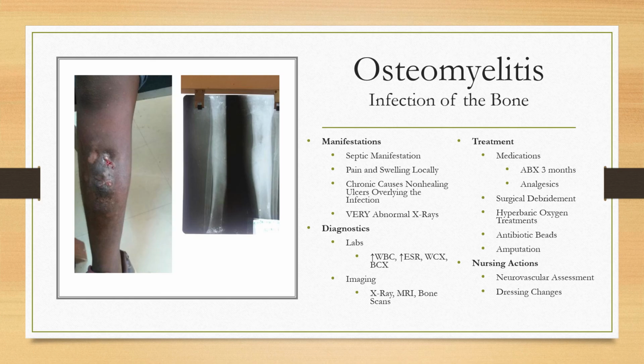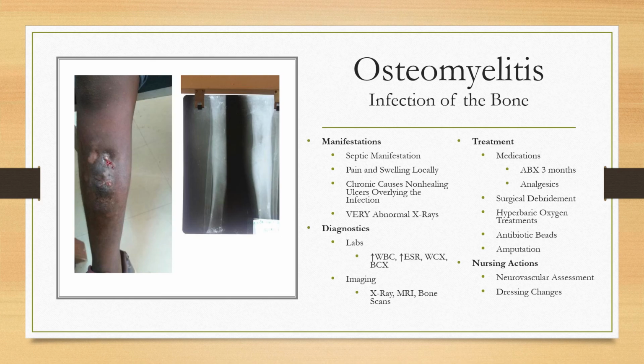Now, we can also take wound cultures, so we can swab that wound that we're seeing in this image and send it off for a culture to see what's growing. We can also take blood cultures to see if there's any bacteria growing within the bloodstream. As I mentioned, for imaging, typically it takes weeks for changes to occur on an x-ray. MRI would definitely show it, and a bone scan would definitely show it. What's the treatment for osteomyelitis?